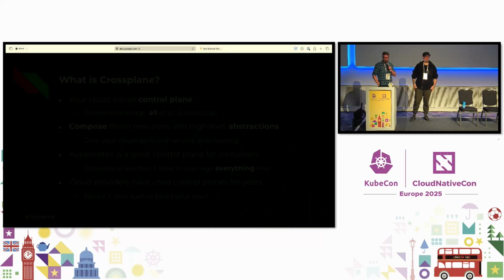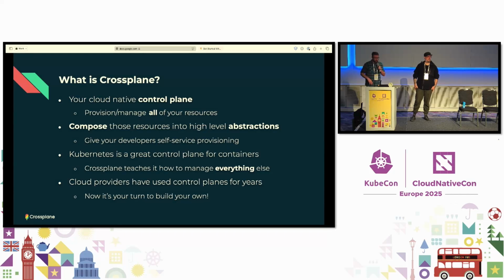All right, let's go. So the basics. What is Crossplane? We like to think of Crossplane as a cloud-native control plane. You basically use it to provision and manage all of your resources. You can take those resources, compose them into higher level abstractions, and offer those abstractions to your developers so that they can self-service and provision the resources they need. Kubernetes is a great control plane for containers. Crossplane basically extends Kubernetes and teaches it how to manage everything else.